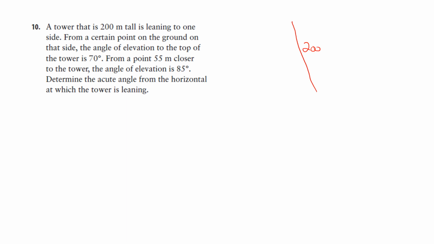And from a certain point on the ground, the angle of elevation to the top is 70 degrees. And then from a point 55 meters closer, so this is 55 meters, even though this is going to connect to make a triangle. From that point, the angle of elevation is 85 degrees. And we're trying to figure out the angle from which the tower is leaning. So we're trying to figure out how far it's pushed over.